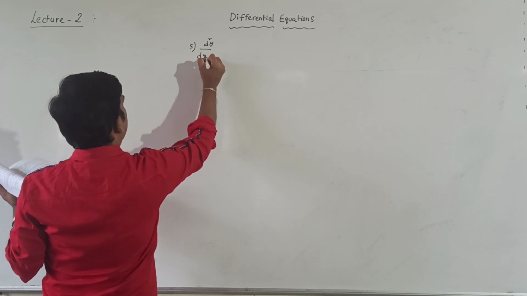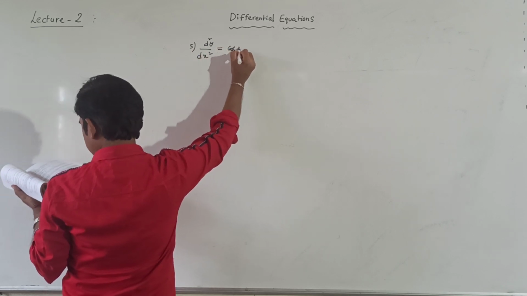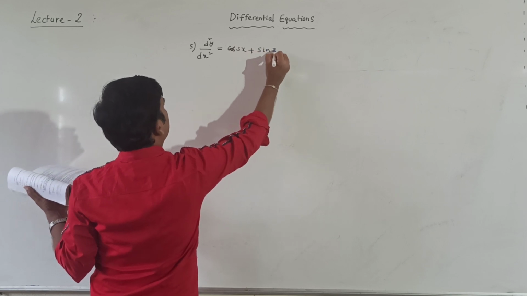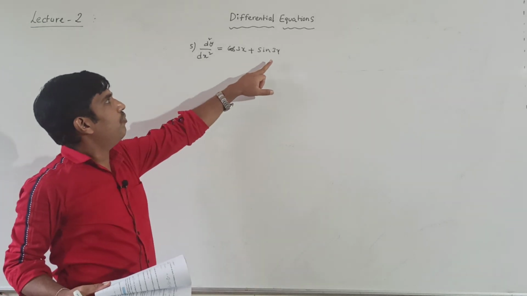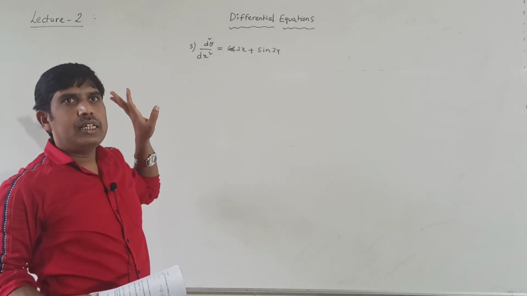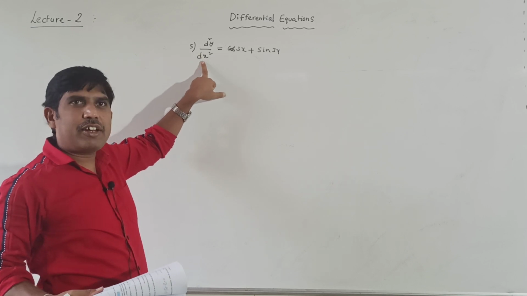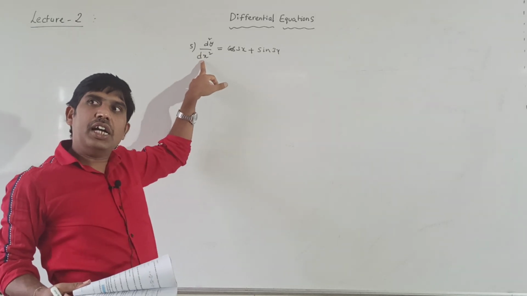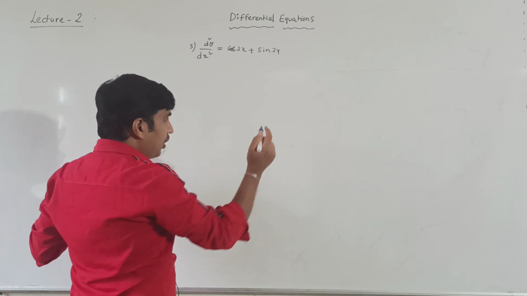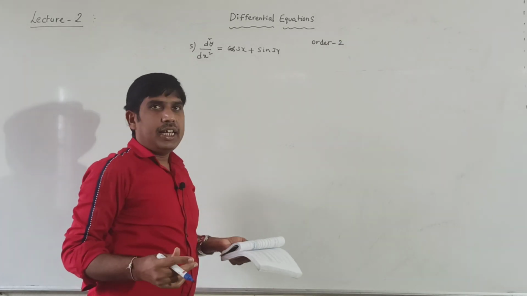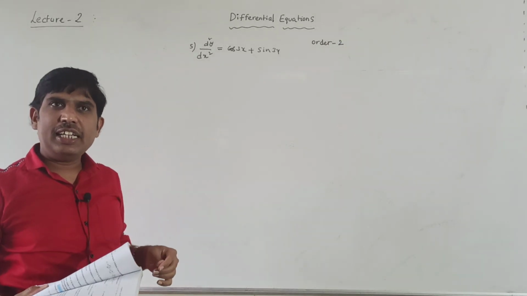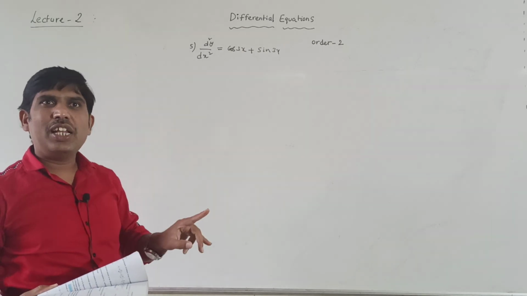Next, fifth one, d square y by dx square is equals to cos 3x plus sin 3x. Here, the first order derivative is not there, only the second order derivative d square y by dx square is there, and this is the highest order derivative. Hence, what is the order of this differential equation? Nothing but 2.